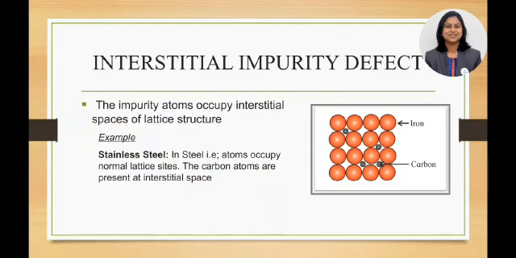Stainless steel. In steel, iron atoms occupy normal lattice sites. The carbon atoms are present at interstitial space. Now you can observe the diagram where iron is in its original shape or the regular lattice structure, and the carbon atoms have occupied interstitial space.